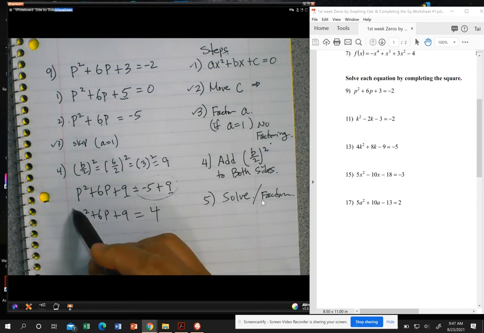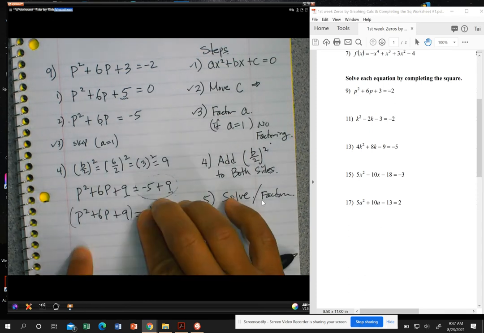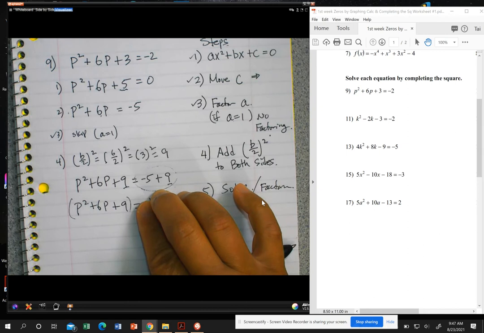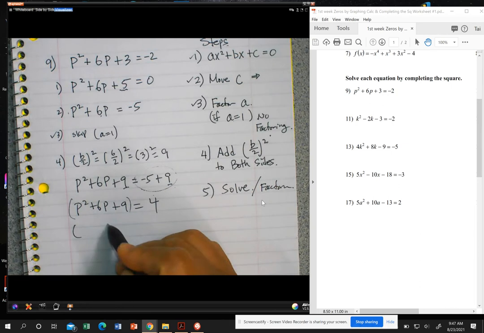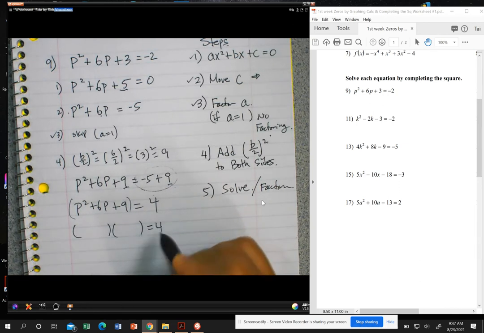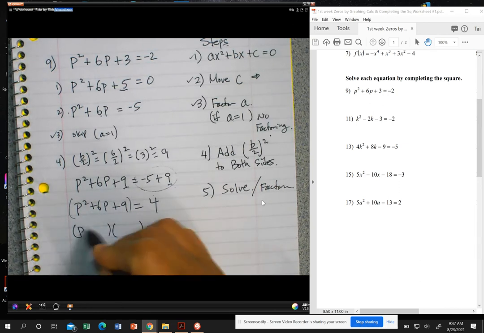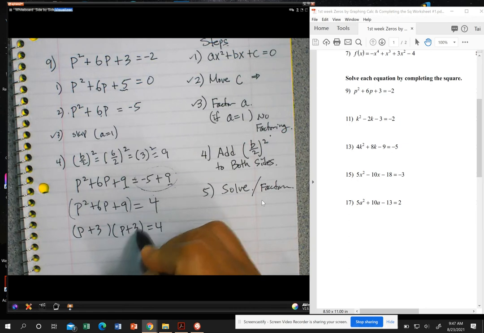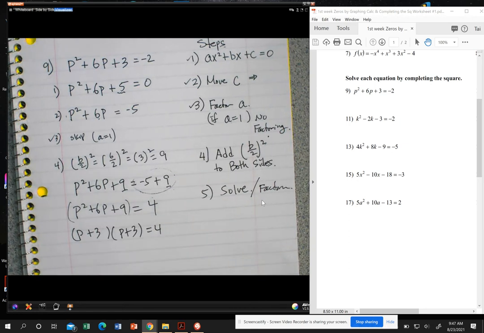Is this factorable right here? If I cover this, can someone tell me how to factor p squared plus 6p plus 9? How do you factor that? Remember, we worked on factoring for the last 2 weeks, so what does it factor into? P plus 3, p plus 3. Very good. Yes, it is p plus 3, p plus 3.